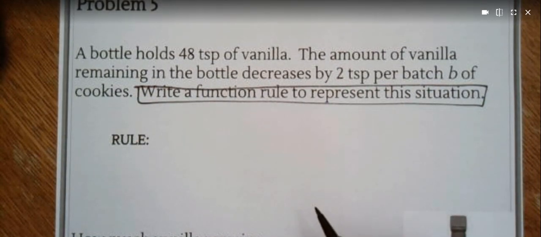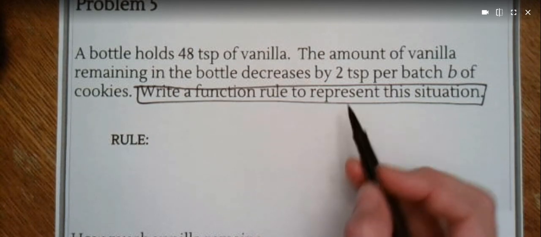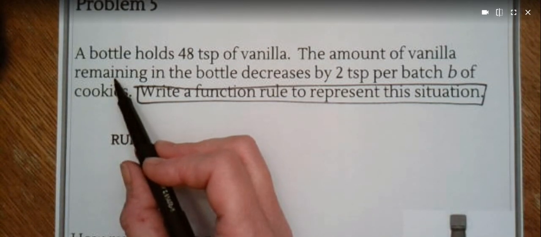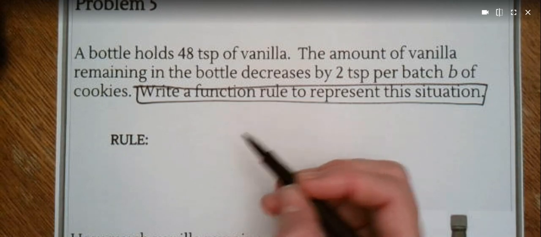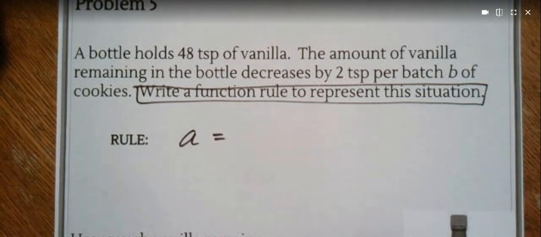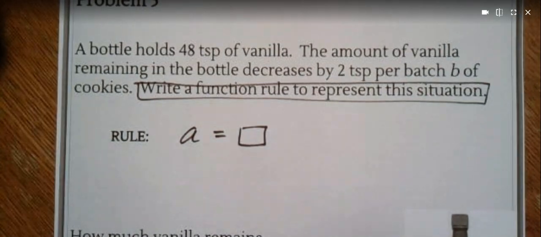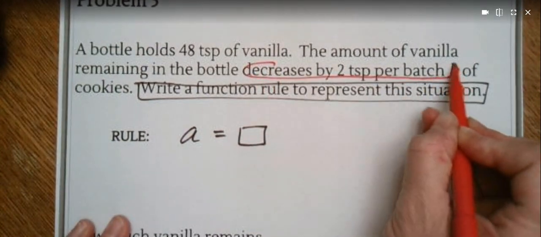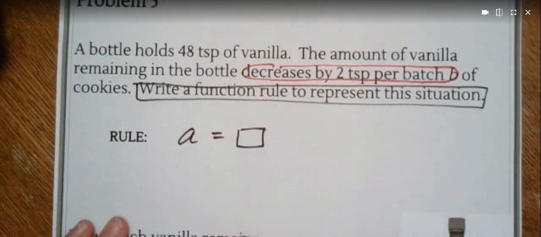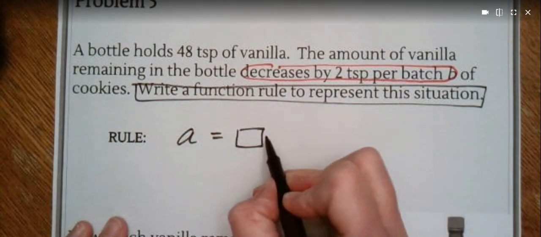All right, so we want to figure out the amount of vanilla remaining, okay? So the amount remaining, I can just say amount of vanilla equals what? All right, so what's changing? It says it's decreasing 2 teaspoons per batch. So they want us to use B for batch. So this is the multiplier.